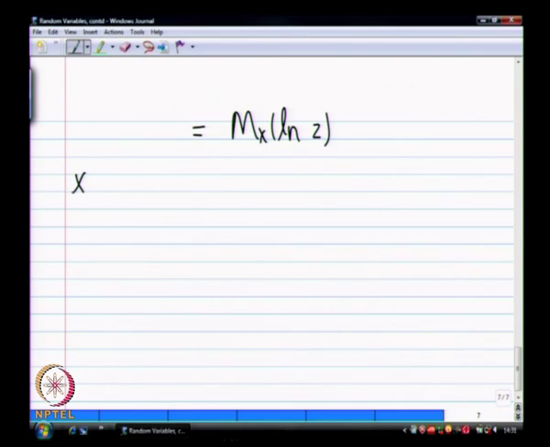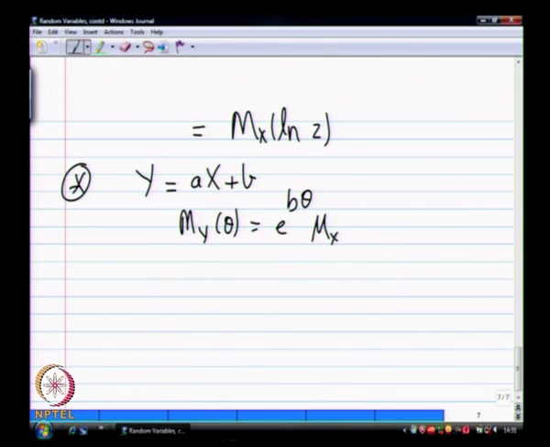Then a few properties that we will see where needed. If Y is a variable defined as dependent on X, with Y equals aX plus b, then the moment generating function for Y is basically that: e to the b theta times M_X of a theta. Again, you can go back and derive this from basic principles. This is just a property that if needed we will try to use.